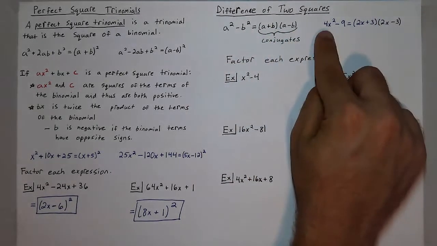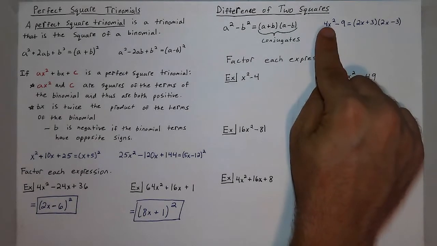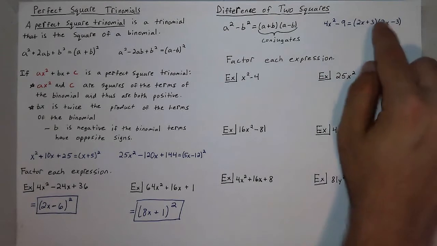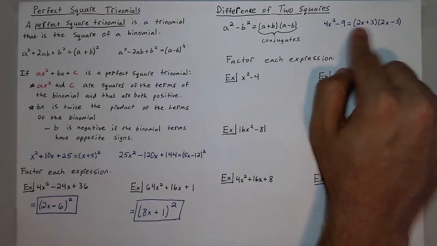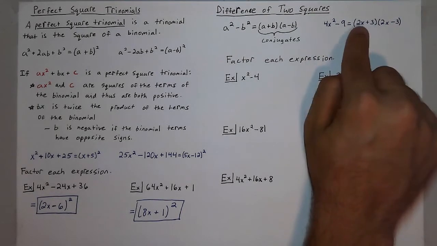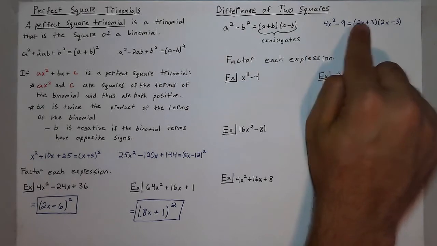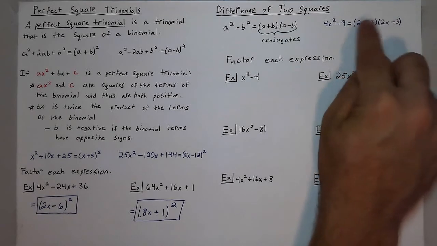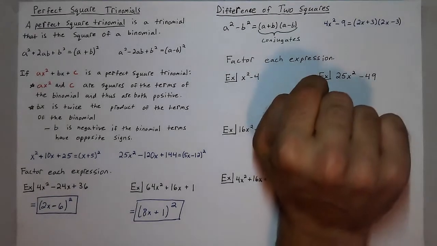So an example of this on the right, if you have 4x squared minus 9, you also notice there's no middle term either, no x term. It factors into 2x plus 3, which is 2 squared is 4, x squared is x squared, and then 3 squared is 9. And then 2x minus 3, so they're conjugate pairs when they factor.